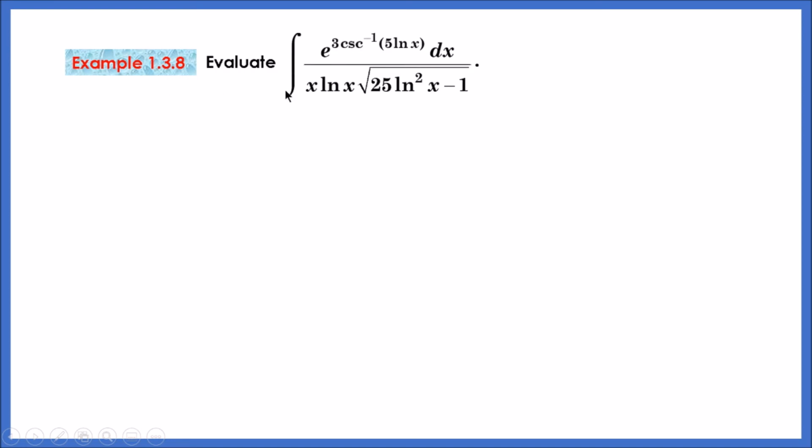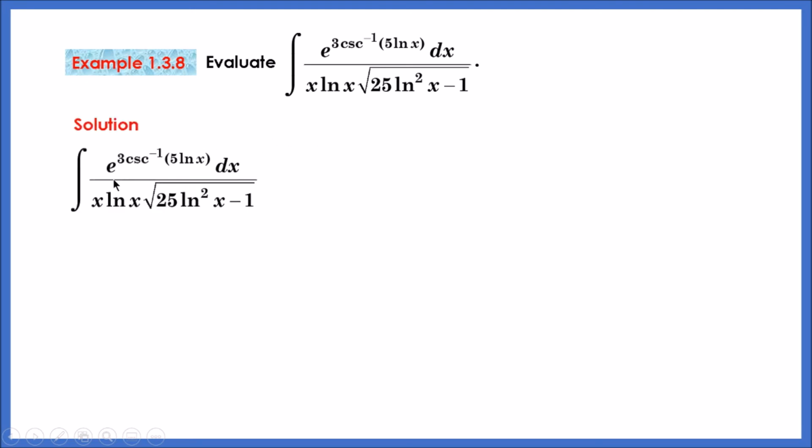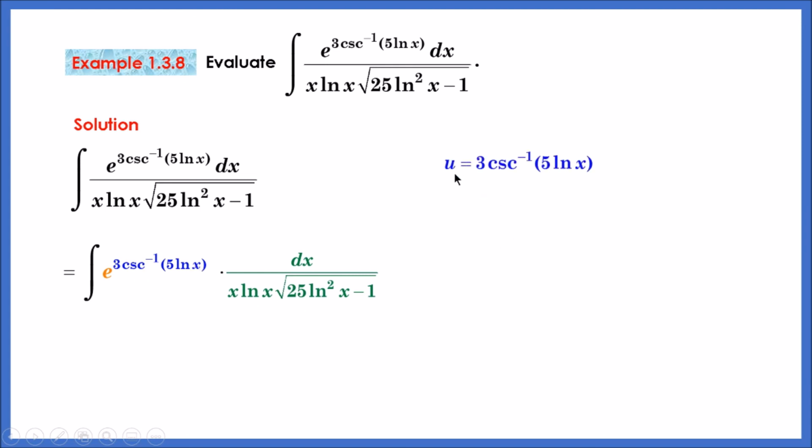Example 1.3.8. Evaluate the integral of e^(3 arccsc(5 ln x)) dx over x ln x square root of 25 ln^2 x - 1. Solution. First, let us express this integral in the form of the integral of e^u du. So we have the integral of e^(3 arccsc(5 ln x)) times dx over x ln x square root of 25 ln^2 x - 1. U here is equal to 3 arccsc(5 ln x).